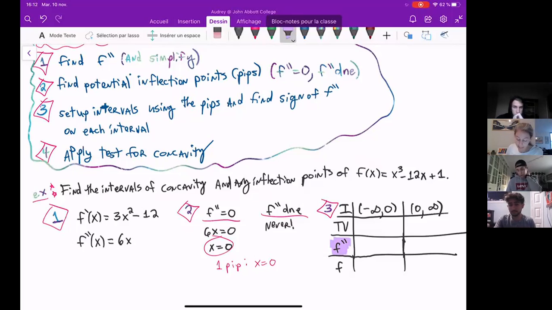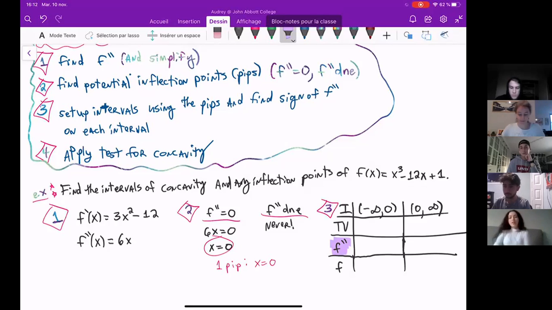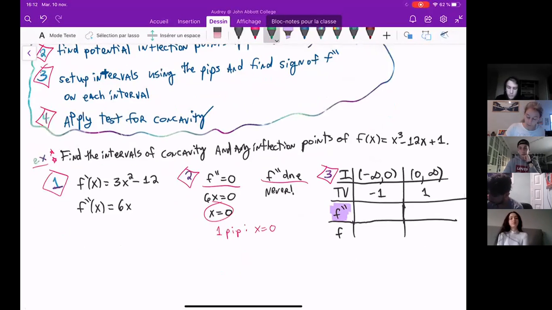Okay, so negative infinity to 0, what is a good test value here? -1. -1. And then between 0 and infinity? 1. 1. So now the main difference between what we're doing here and the last one is f double prime instead of f prime. So we are going to plug those values into f double prime and find a sign. So f double prime of -1 is negative, and f double prime of +1 is positive. So here I'm going to write my signs, negative, positive.